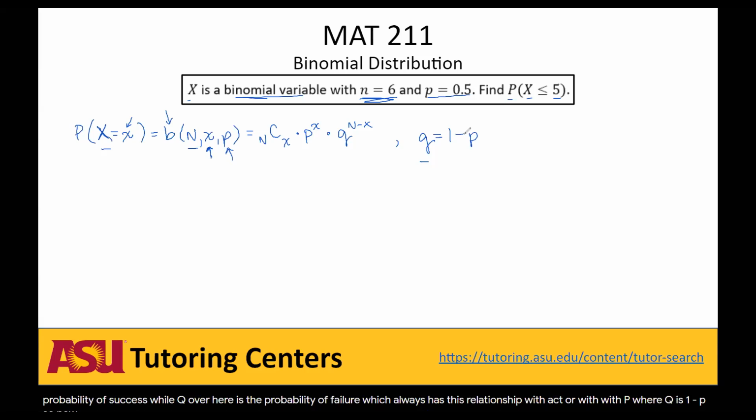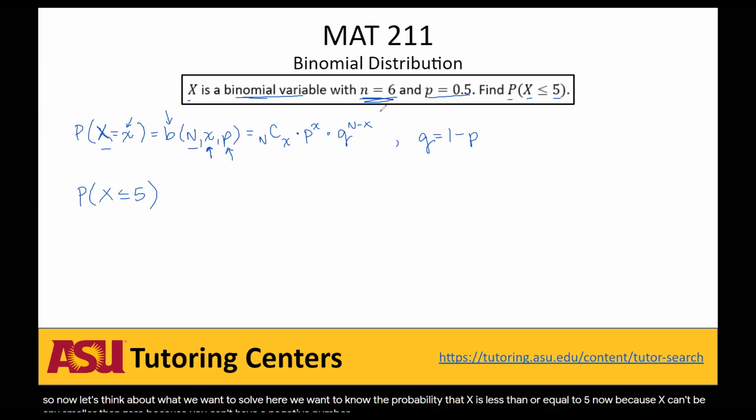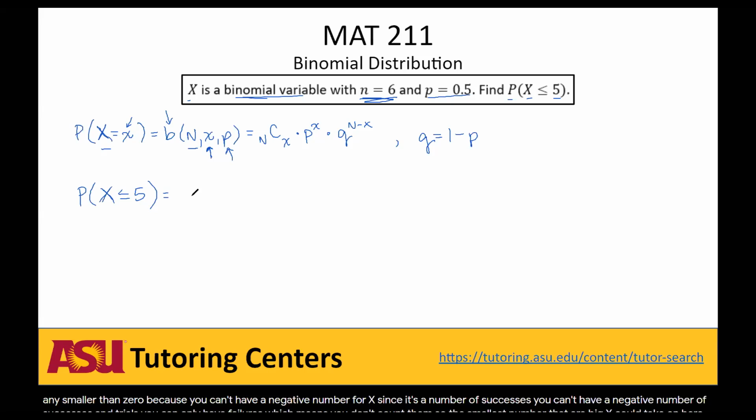So now let's think about what we want to solve here. We want to know the probability that x is less than or equal to 5. Now, x can't be any smaller than 0, because you can't have a negative number of successes in trials. You can only have failures, which means you don't count them. So the smallest number that our big X could take on here is 0.